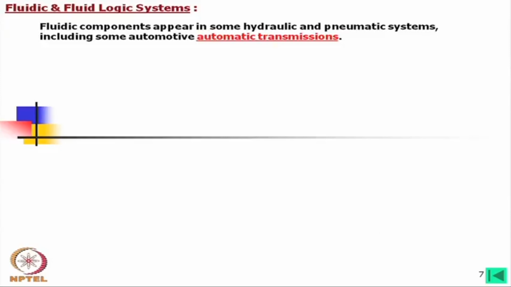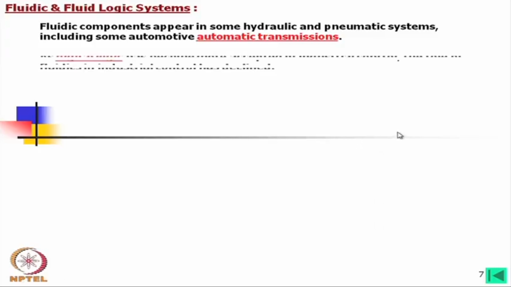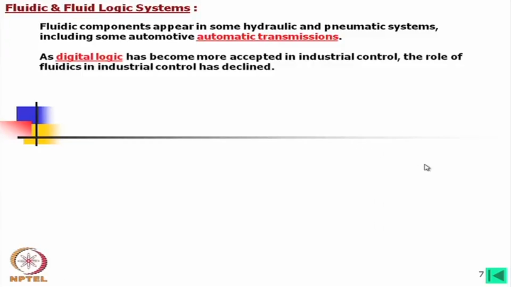Fluidic components appear in some hydraulic and pneumatic systems, including some automotive automatic transmissions. This is just information. As digital logic has become more accepted in industrial control, the role of fluidics in industrial control has declined. That means digital logic, meaning electronic logic, is nowadays available, so you may not find much application of fluidics in industrial control.